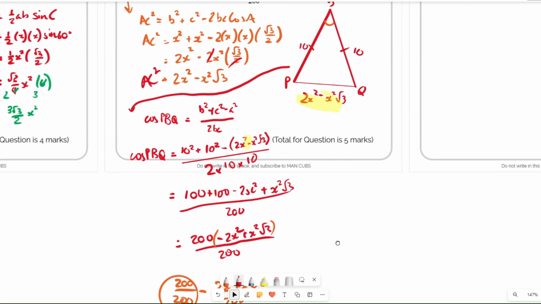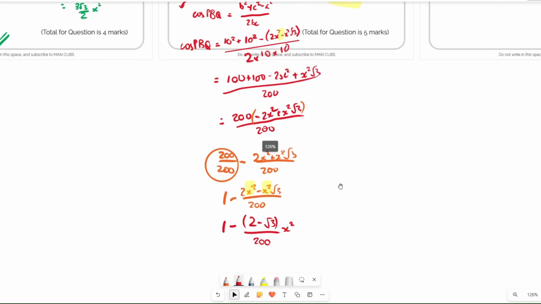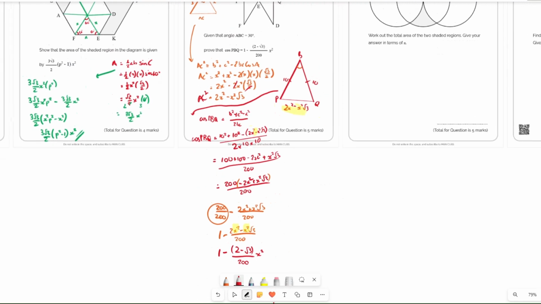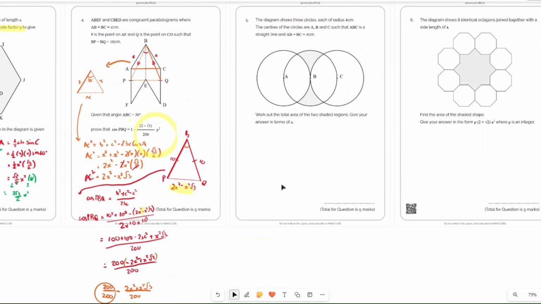And that, I believe, is the form given in the question. Can you see? I'll just zoom out a little bit. That is exactly the same. Look at it. That and that. It's exactly the same, and we've just proved that. So that is pretty nice, don't you think?